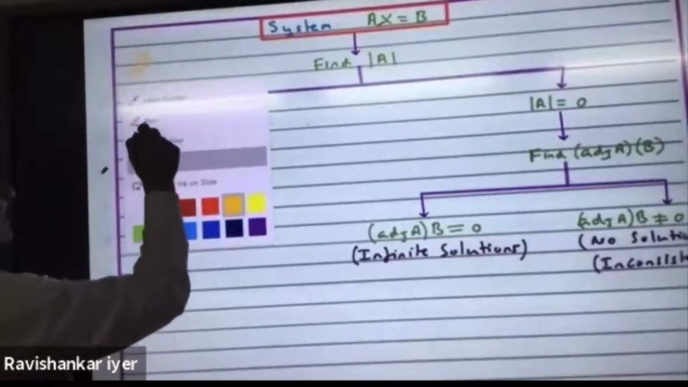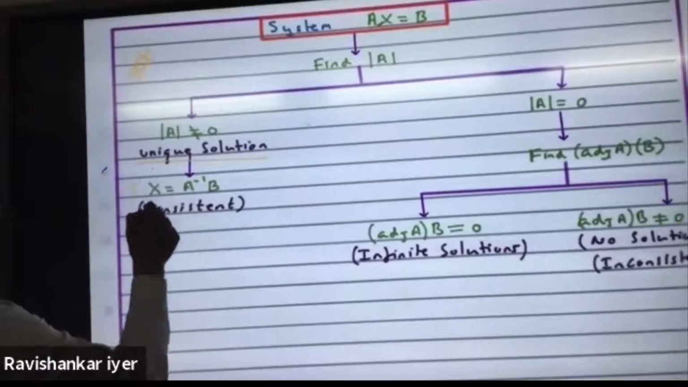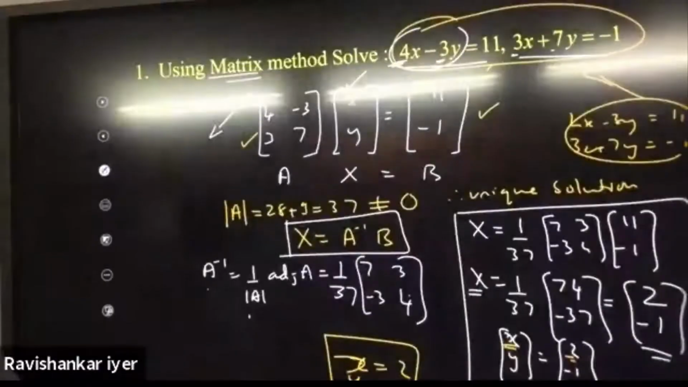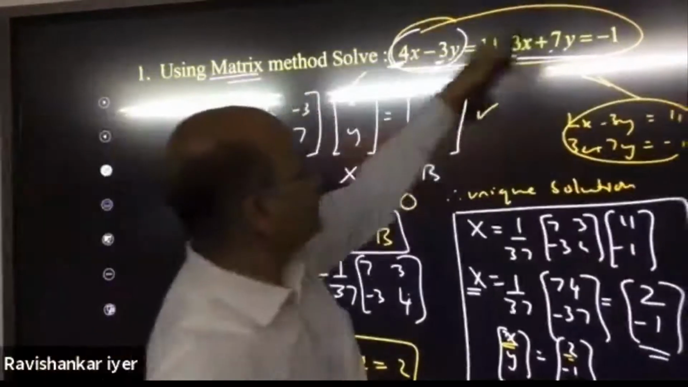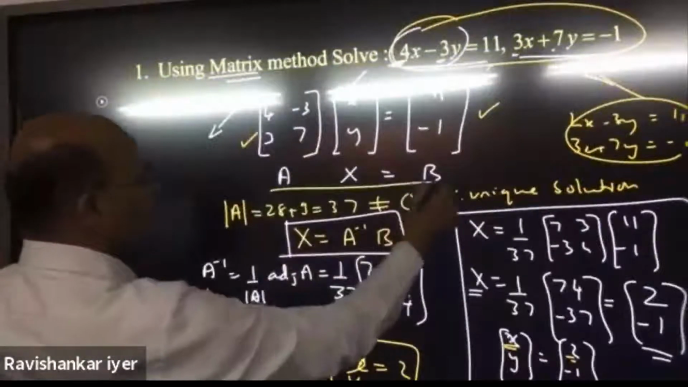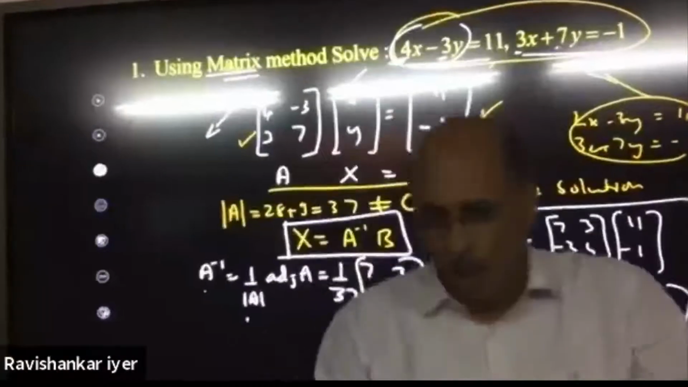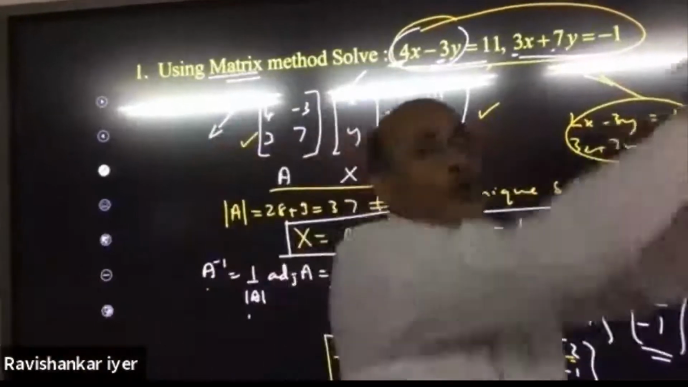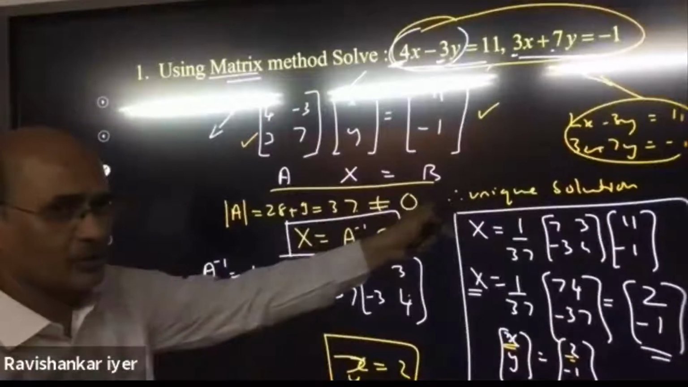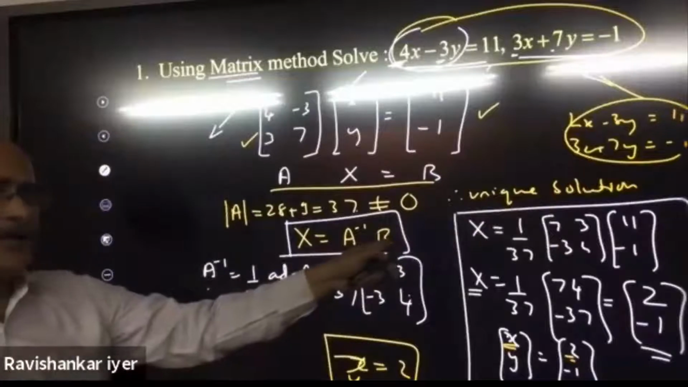It has a unique solution. And what is the solution? Solution is X equals A inverse B. So I did this part right now. Using the matrix method, I converted to matrix form. I wrote AX equals B. Then I found determinant A, because once you get the determinant, you know which way to go. Determinant A is equal to 37, not equal to 0. So the unique solution is X equals A inverse B.